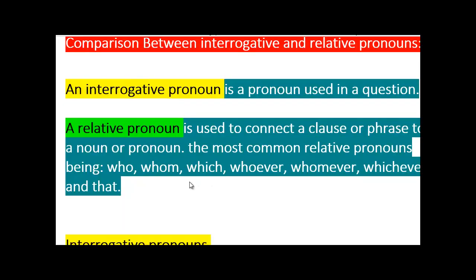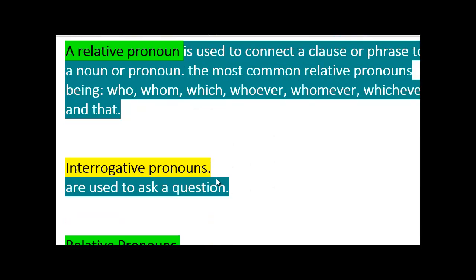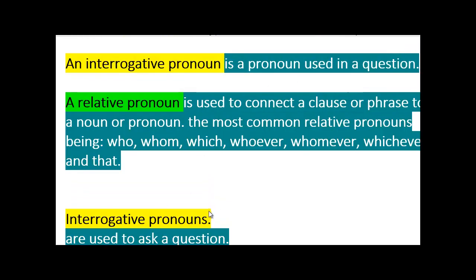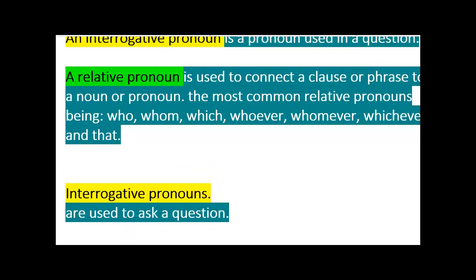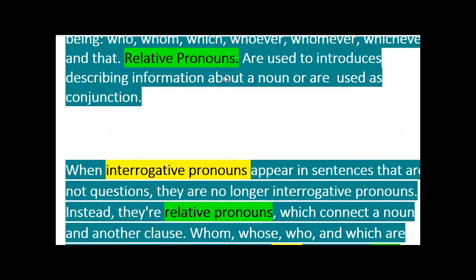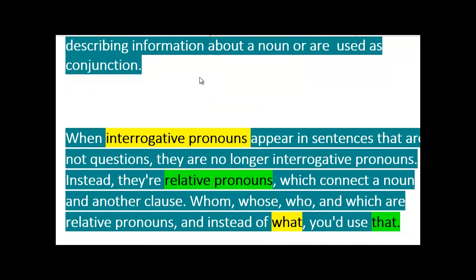The most common ones, we talked about this. That was mentioned, you know about it. Interrogative pronouns are used to ask a question, that's been repeated. We said it before, so we'll delete that. So as we said, the relative pronouns are used to introduce or describe information about the noun. Or sometimes they are used as conjunctions.